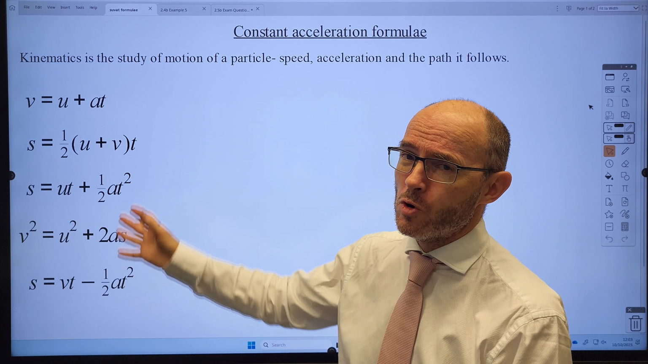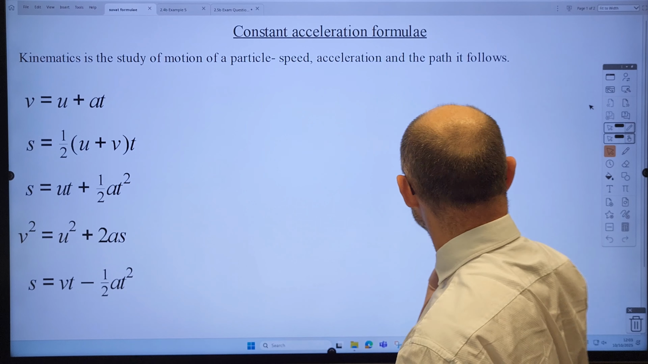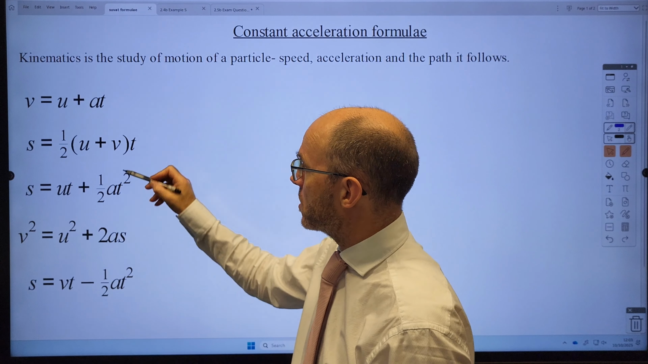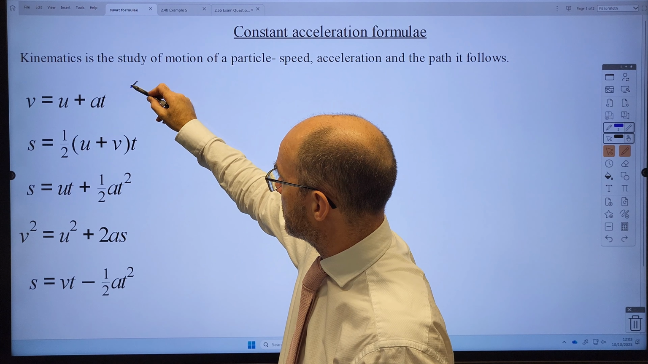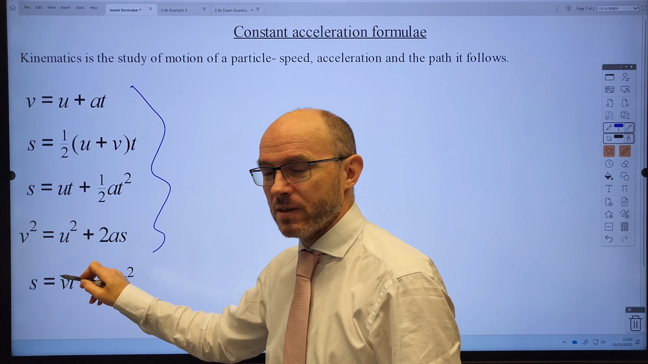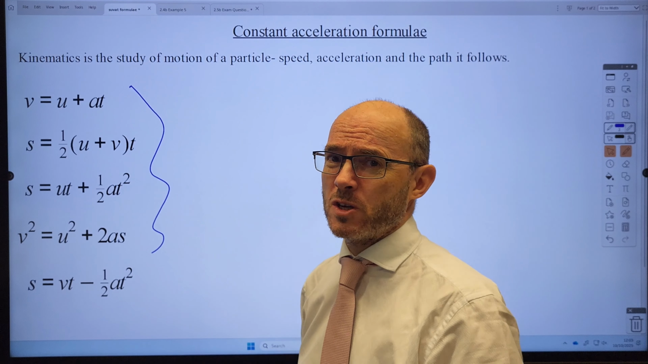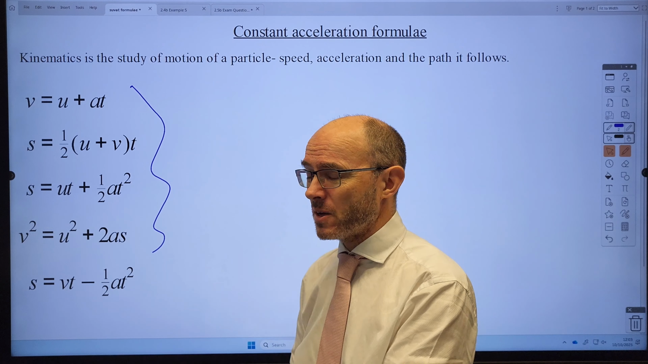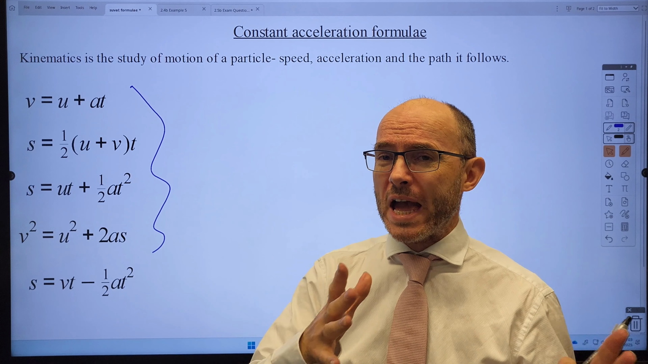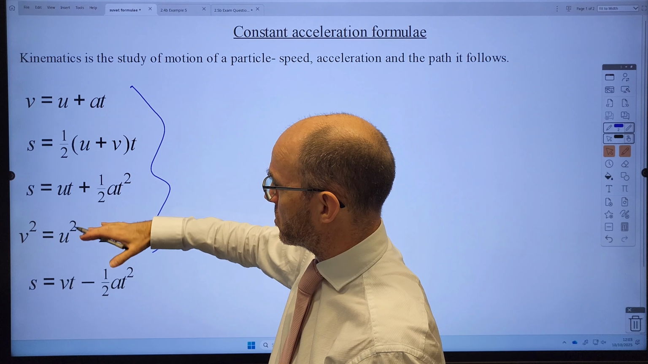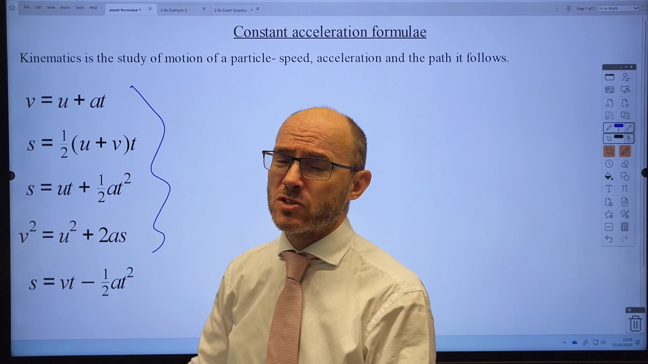So these are the suvat formulae. I'm not going to prove them for you. But what I'm going to suggest is that you certainly commit to memory these ones here. This one, to be honest, I've never used that one, so you probably don't need to either. It's handy in some scenarios, but you can solve any problem that comes up just using those four there. So those are the ones I suggest you commit to memory.